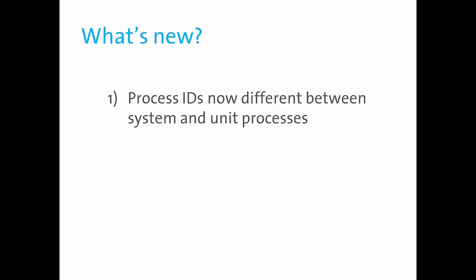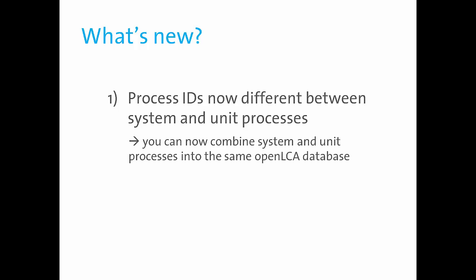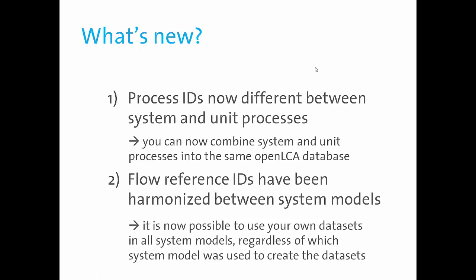So what's new? Number 1, the process IDs are now different between system and unit processes, which for you means that you can now combine system and unit processes into the same openLCA database. And number 2 is that the flow reference IDs have been harmonized between system models, which means that it is now possible to use your own datasets in all system models, regardless of which system model was used to create the datasets. That seems a bit abstract, so let's take a look at what that looks like in openLCA.